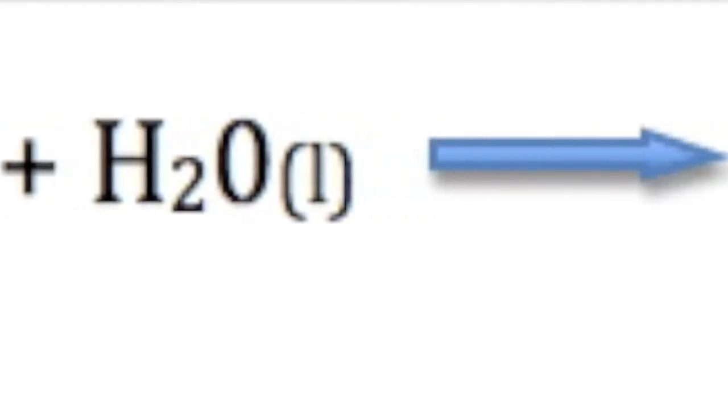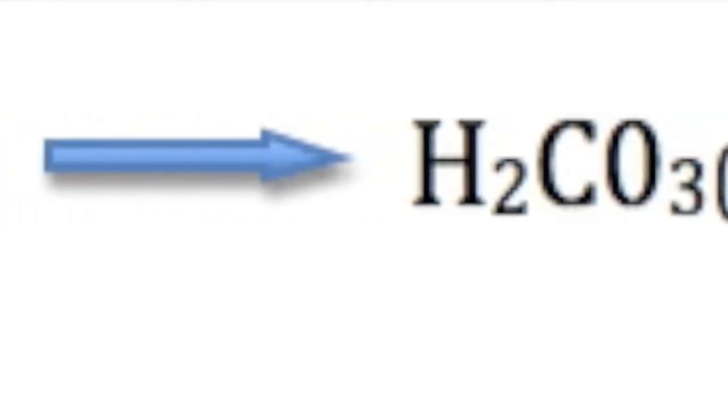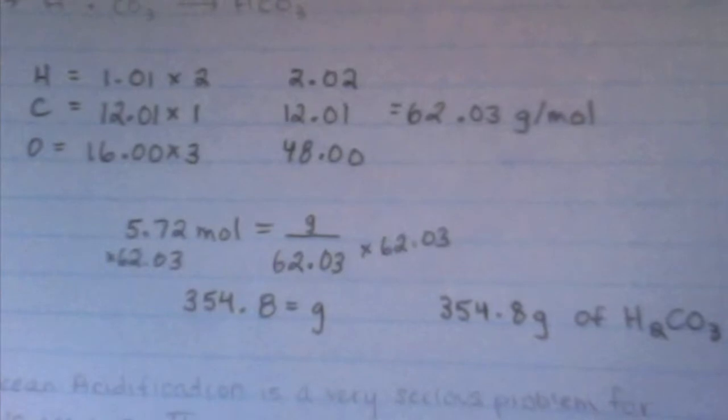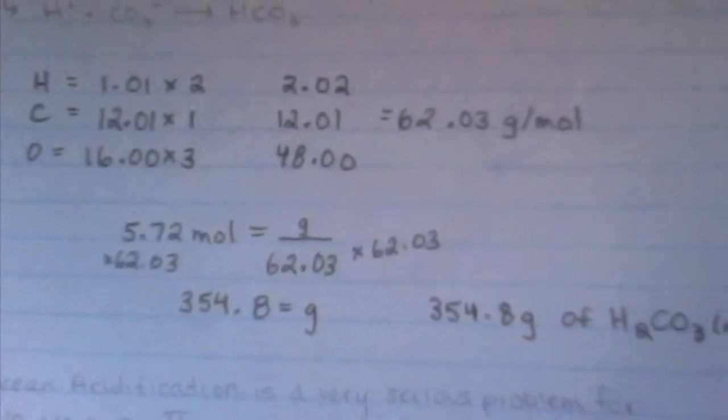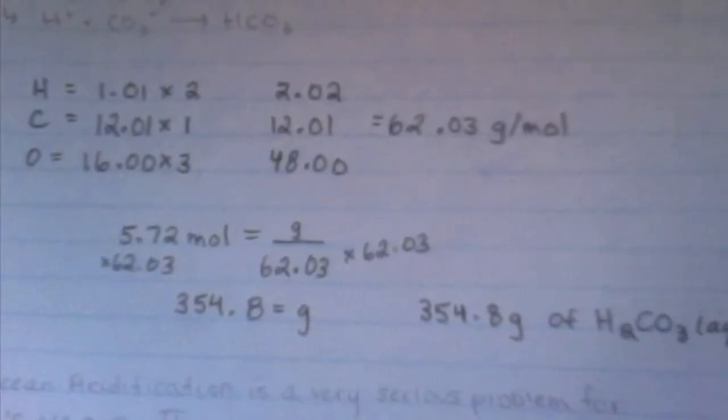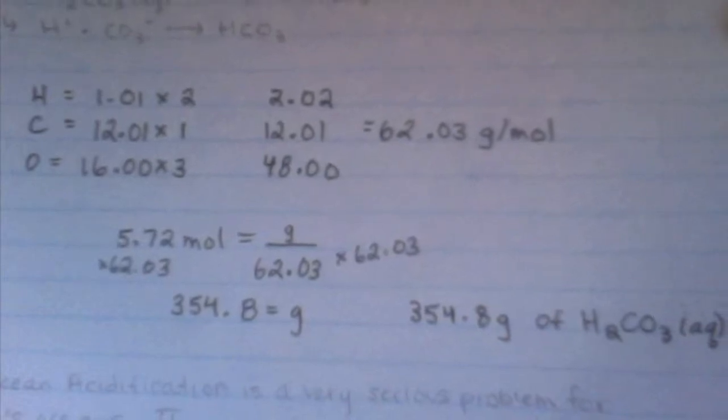Carbon dioxide gas and seawater react to make carbonic acid. If there were 5.72 moles of carbonic acid, you would end up with 354.8 grams of carbonic acid.